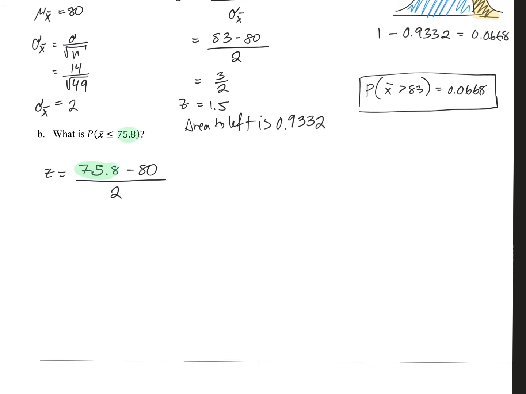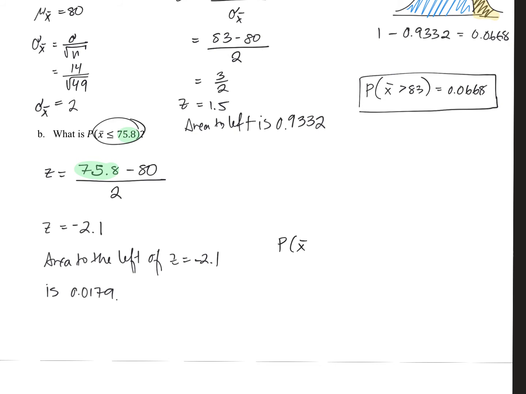So translating to a z-score, we're going to end up with z equals negative 2.1. Okay, so the area to the left of z equals negative 2.1 is what? What's that area going to be? So negative 2.1. Let's see, looking at our chart, we'll get 0.0179. Okay, and notice we're already trying to find the area to the left because we want it to be less than. So that is actually going to be our value we're going to solve for. So the probability of x bar being less than or equal to 75.8 is going to equal 0.0179.